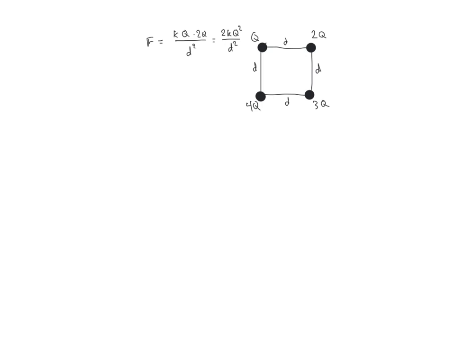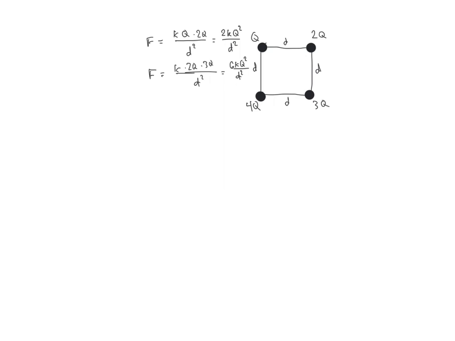Part B, determine the magnitude on that same charge, 2Q, now due to this charge, 3Q. So the force is going to be equal to K times the two charges are 2Q and 3Q divided by D squared, which gives you an answer of 6 K Q squared over D squared.